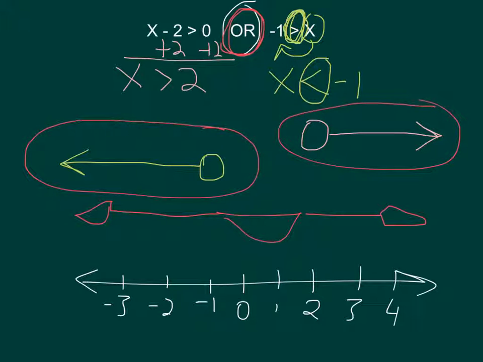So all I have to do is circle the 2, fill in the arrow just like I did above, circle the negative 1, and fill in the arrow the other way. Now anything that matches these red arrows and circles will make that compound inequality true.